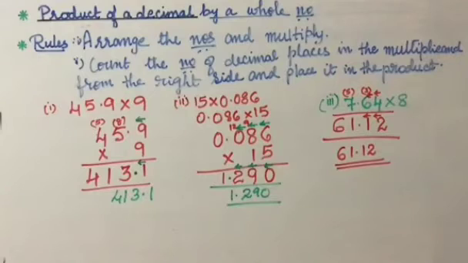Now what we are going to do is multiply a decimal number by another decimal number. That's also very interesting, children. If you have finished this, we'll go to the next part. Okay?